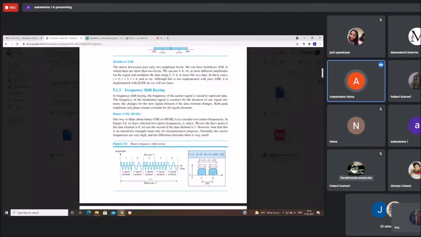Now what is binary FSK? This is the same here, because I am using only two frequencies to represent two different types of information, 1 and 0. But you can say this is an unrealistic example, because normally our frequencies are much higher and the difference between them is very small. Okay.